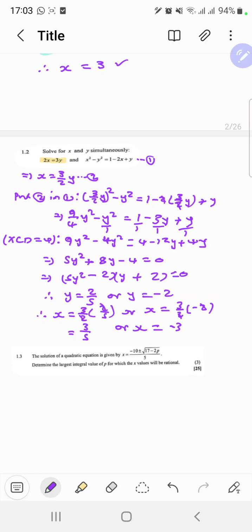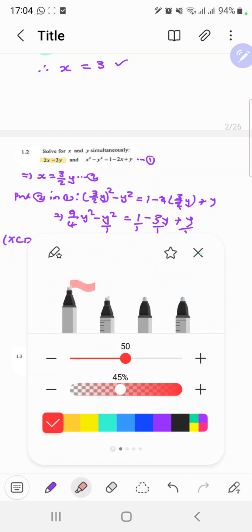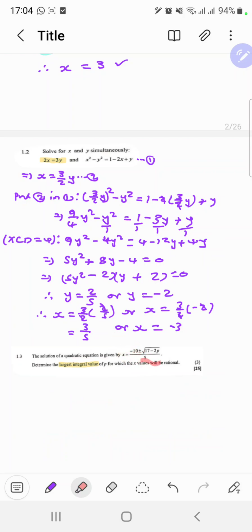Alright guys, let's get to this one quickly. Now it says the solution of a quadratic equation is given by, okay, we can see that this is the root using the general quadratic formula. It's minus 10 plus or minus the square root of 17 minus 2p, all of it divided by 5. And then now the question says, determine the largest integral value of p for which the x values will be rational.